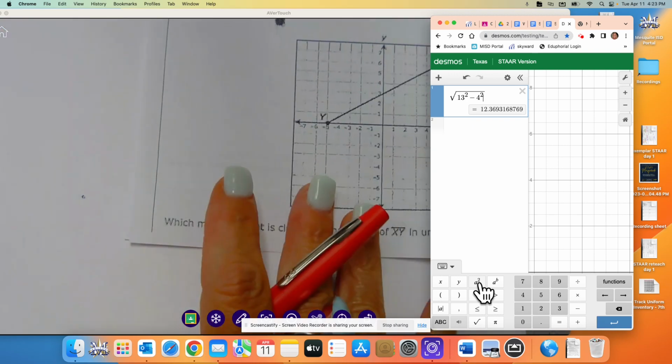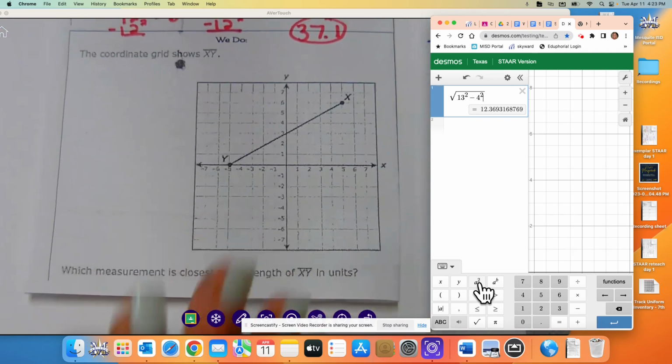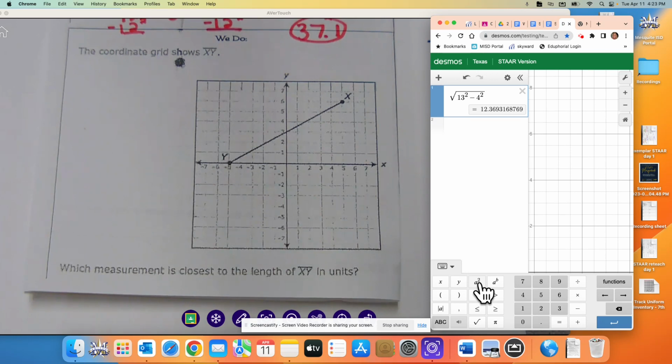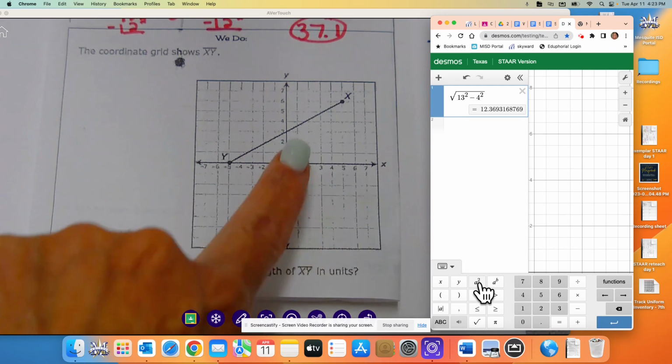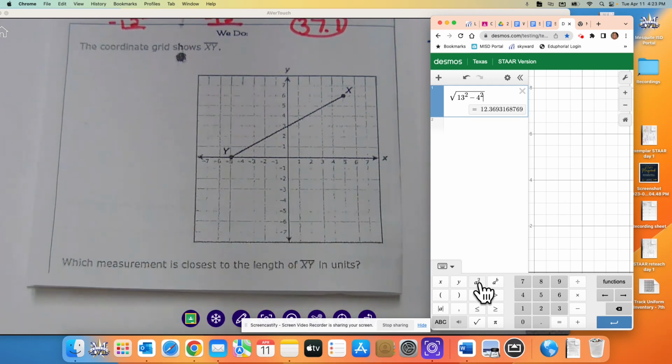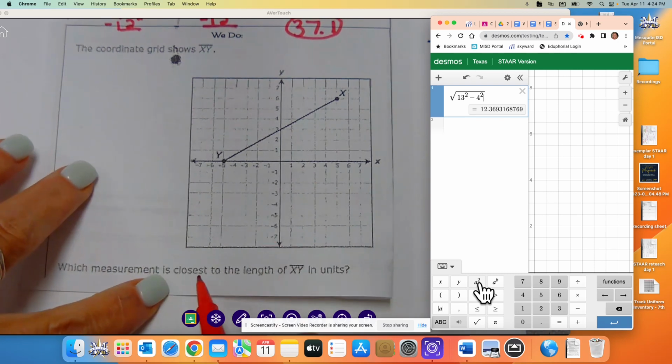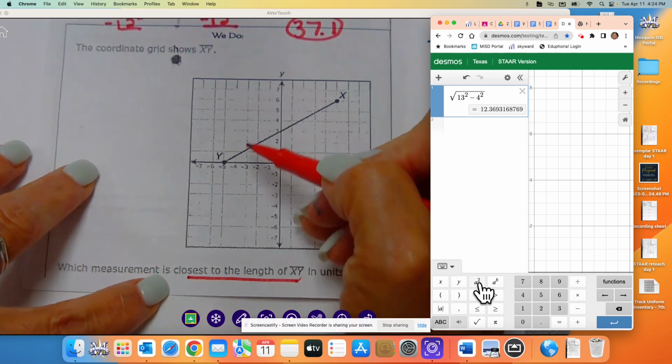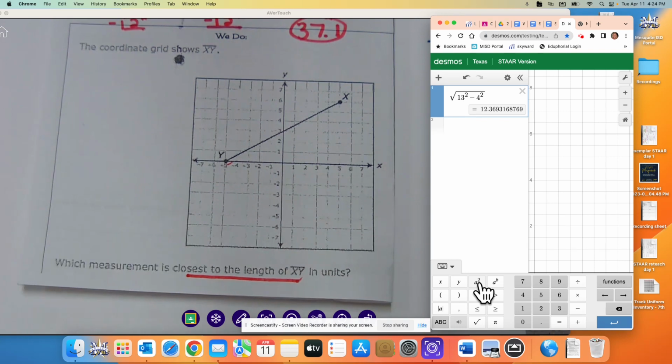Now let's look at this one. Now, I don't want you to get this confused with slope, okay? When you have a graph and you have a diagonal line, that doesn't always mean slope or doesn't always mean Pythagorean theorem. We've got to read what it's asking. They want to know what is the length. It doesn't have the word slope in it. They want the length. So how long is that?